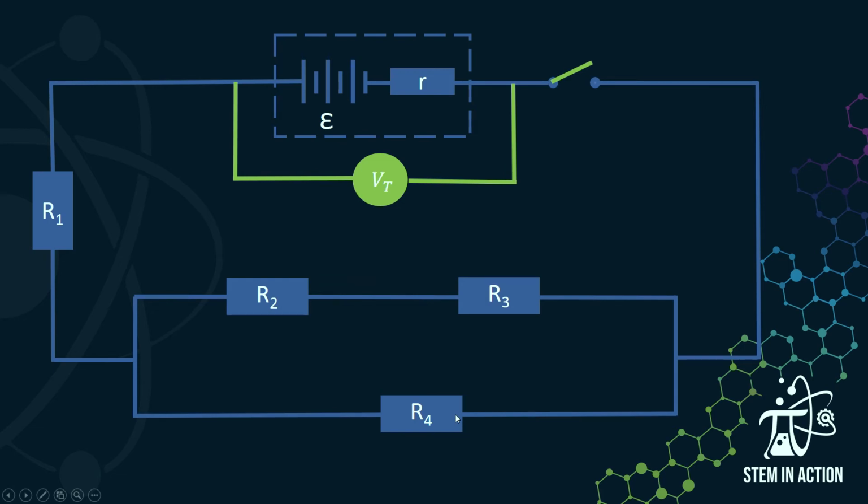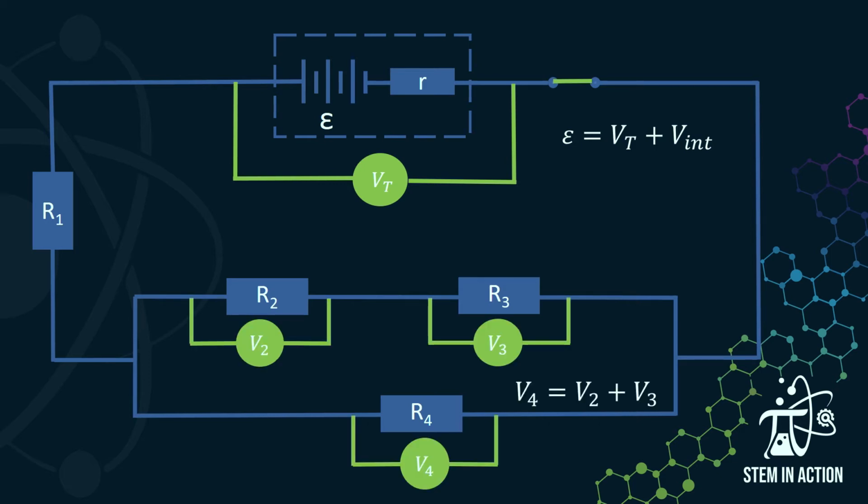Let's have a look at what we can tell about our voltages and currents in this circuit. Firstly, if the switch is open, then V total is currently reading the EMF. So if there's no current flowing and we put a voltmeter across our battery, we will be reading the EMF. If we then close the circuit, our EMF is now equal to our V total plus our V internal. So V total is no longer reading the EMF, it's now reading the V load, or the voltage that's available to the rest of the circuit.